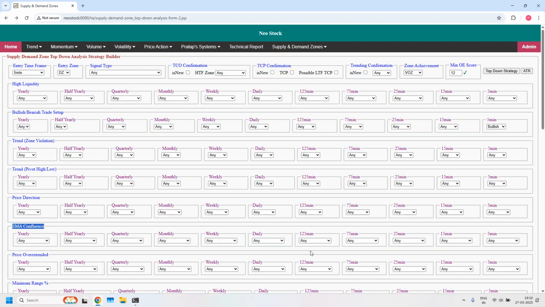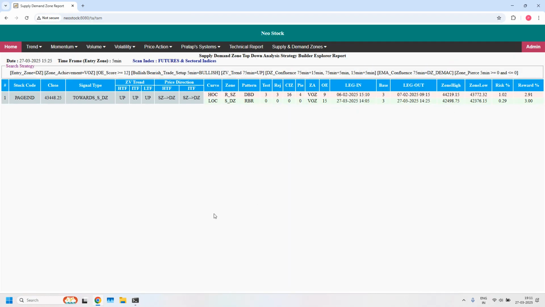In the EMA confluence at 75 minutes time frame, I am checking for a 75 minutes demand zone having daily EMA confluence. At the same time, the trend on the 75 minutes time frame should not be sideways. It should be uptrend because it is a bullish trade setup. So with these filters, we got one stock. So this 5 minutes demand zone has a higher probability of success.